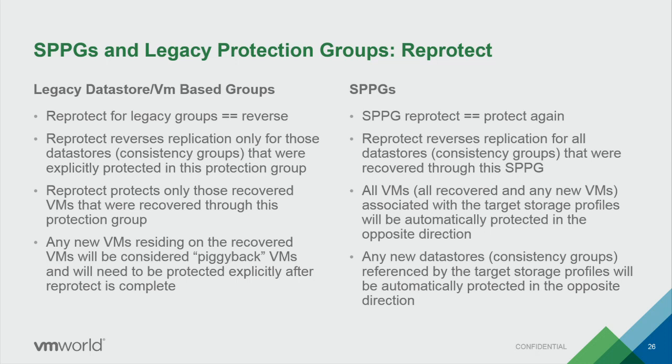Obviously, for things that we brought with us, we reverse replication for them through the array. But all the new stuff, as long as it's already in the storage profiles that were mapped, will be protected. So all the new VMs, all the new data stores, everything will be protected automatically as part of reprotect. The only requirement here is that the new data stores have to be replicated by yourself because we don't know how to do this.